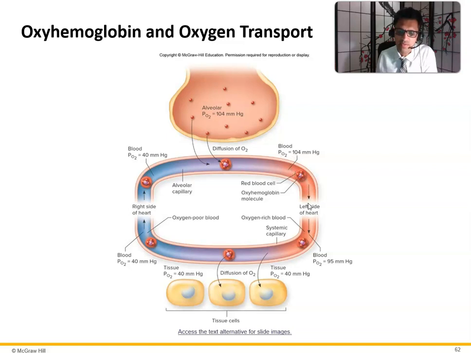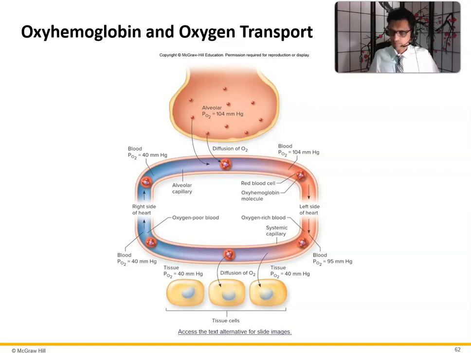As we go towards the left side of the heart, it's going to distribute it to the tissues in the body. As we get further away, the oxygen levels start to go down, 95 millimeters of mercury, and the tissue we're around is 40 millimeters of mercury. Well, if that's the case, then we need to get back to the right side of the heart and back into the alveoli and exchange that gas, and then just keep going over and over again. Basically what we're trying to do with gas transport is bring more oxygen to our tissues and get rid of the carbon dioxide.